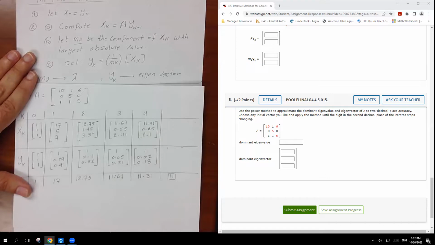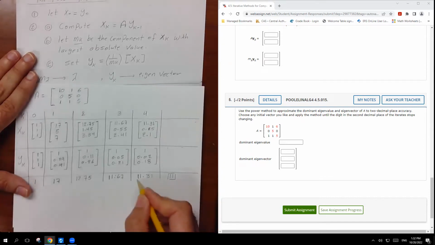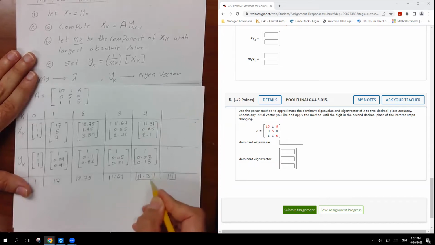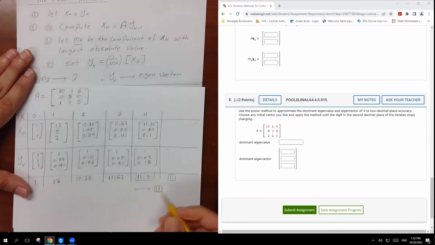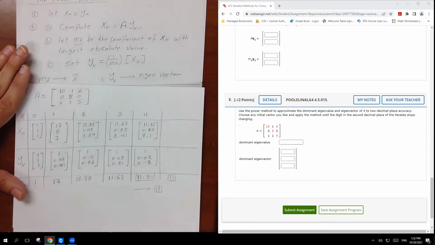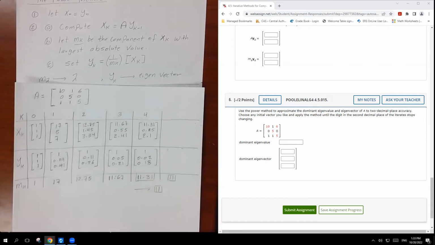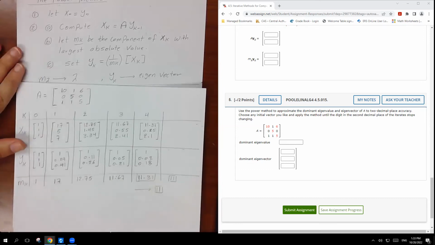And the second element, because the eigenvector is supposed to be 4, 0, 1, so you have to keep going. But if you check, the dominant eigenvalue keeps approaching the number 11. If you keep doing the iteration, you're going to keep going toward 11. That's why the exact eigenvalue is going to be 11. So that's how we do the steps of the power method.